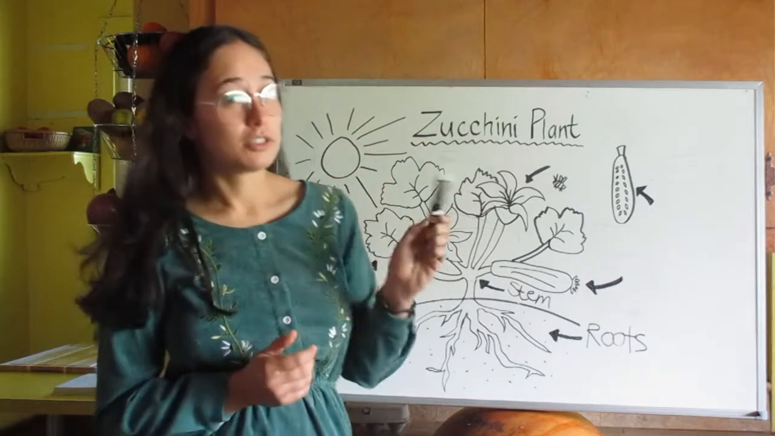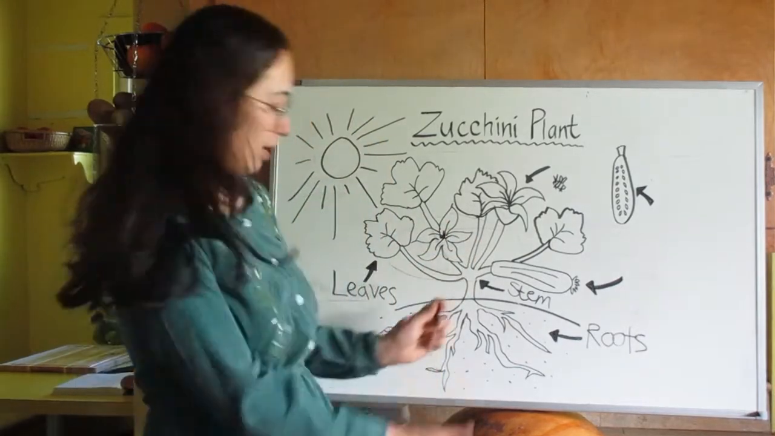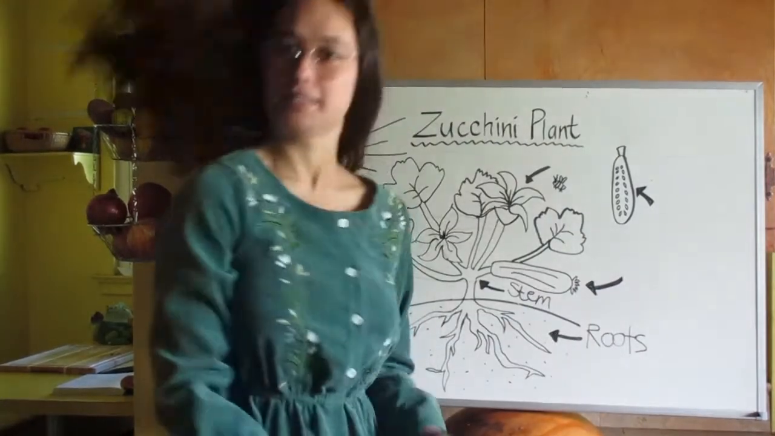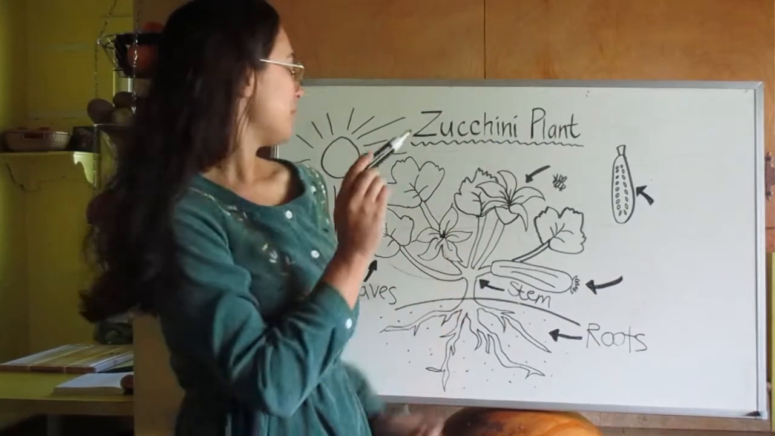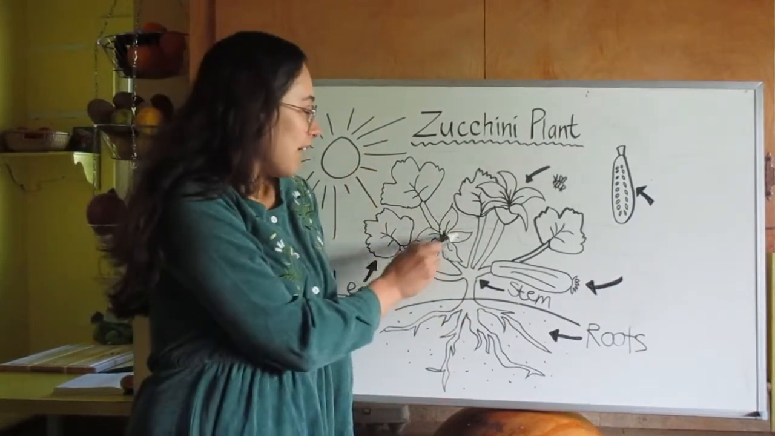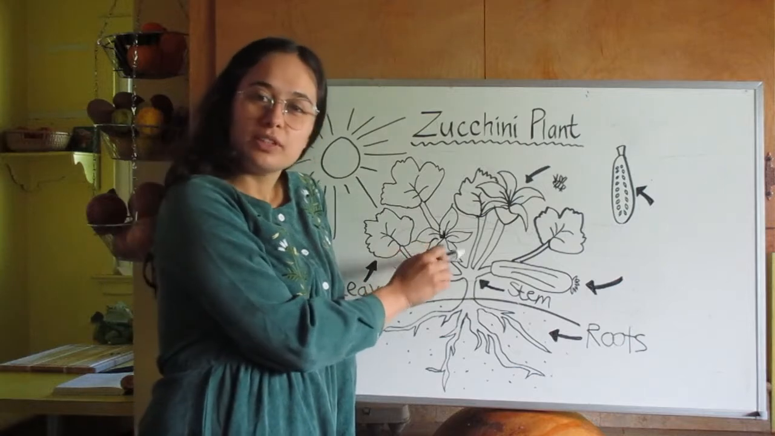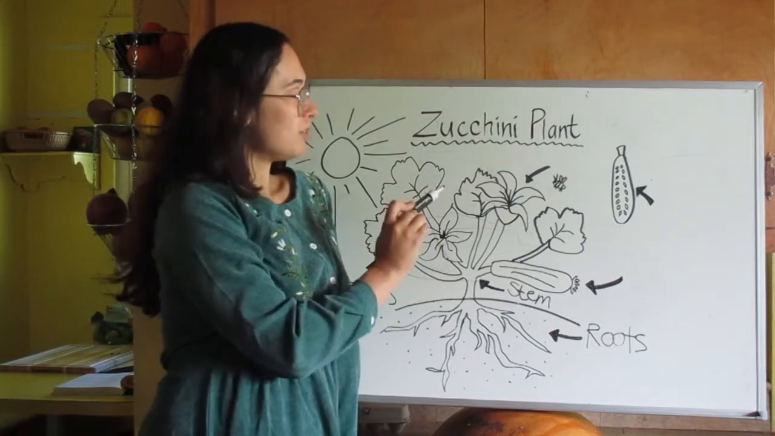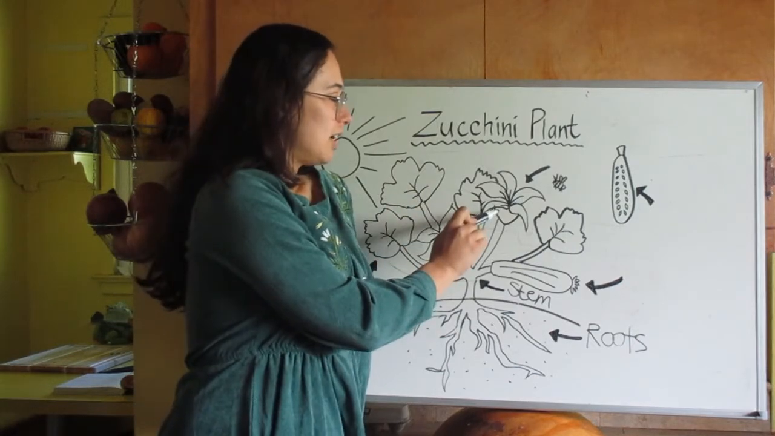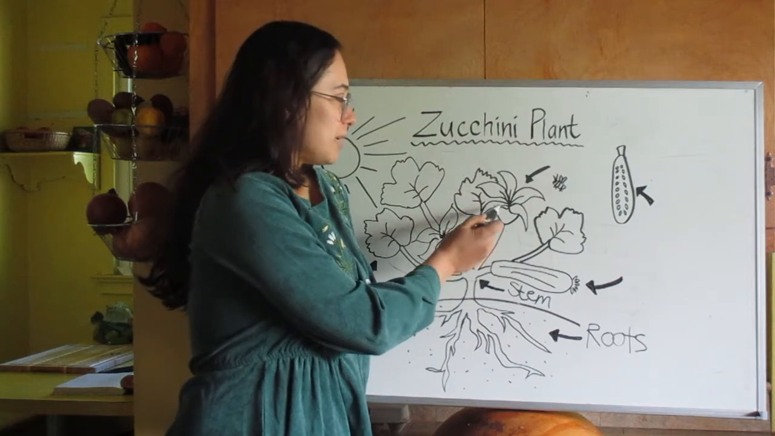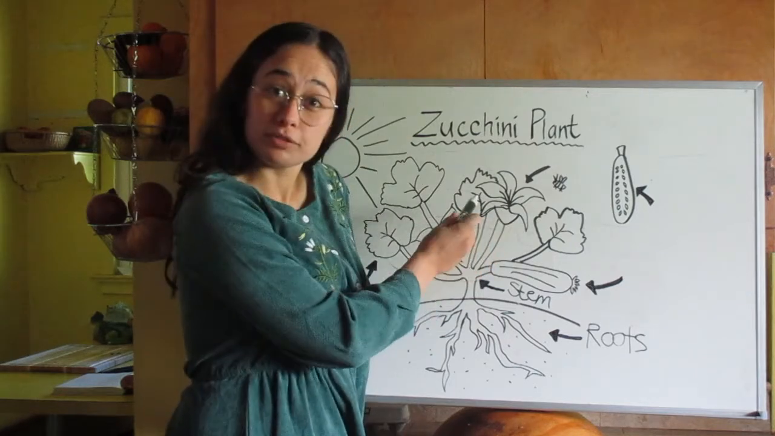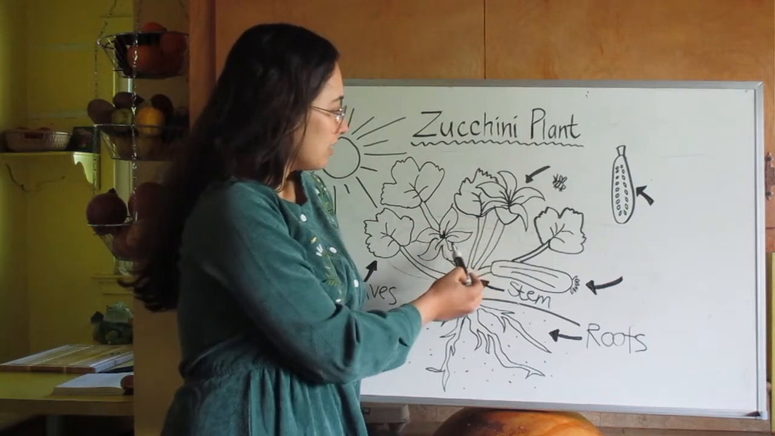For example, on a zucchini plant, the male flower just looks like a flower, big and beautiful and yellow, and the female flower has a little piece attached to it that would become the fruit. So they look a little bit different.